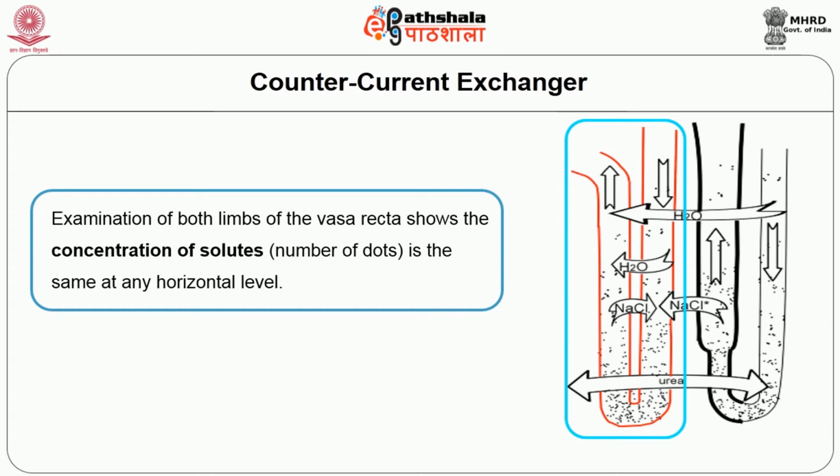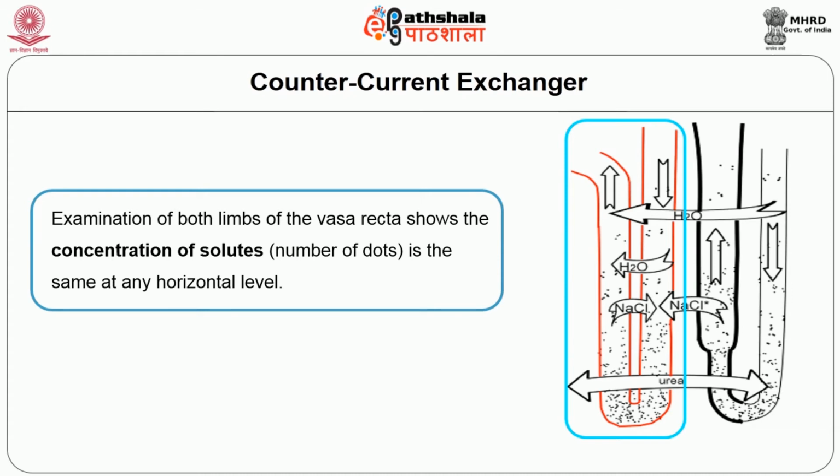However, when we imagine the fluid flowing through the vasa recta for a short distance and then stopping, and we compare the concentration of the solutes at any level, they will not be the same. At any level, the solute concentration in the descending limb will be less than in the ascending limb.